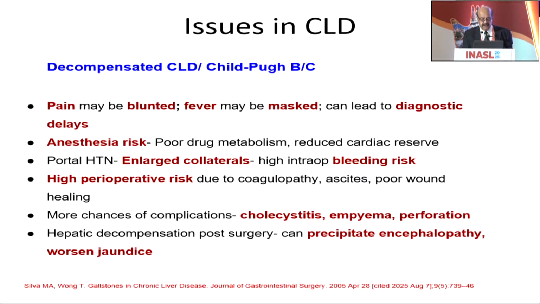But in the decompensated state, the pain is blunted, the fever is masked, and there are diagnostic delays. Anesthesia is a problem, with poor drug metabolism and reduced cardiac reserve. With portal hypertension, there are enlarged collaterals around the gallbladder, so there is intraoperative risk of increased bleeding. Then high perioperative risks are there because these patients have coagulopathy and ascites. There is poor wound healing, and there are more chances of cholecystitis, empyema, and perforation in these patients. And hepatic decompensation post-surgery, they land up with ACLF, with precipitation of jaundice and encephalopathy.